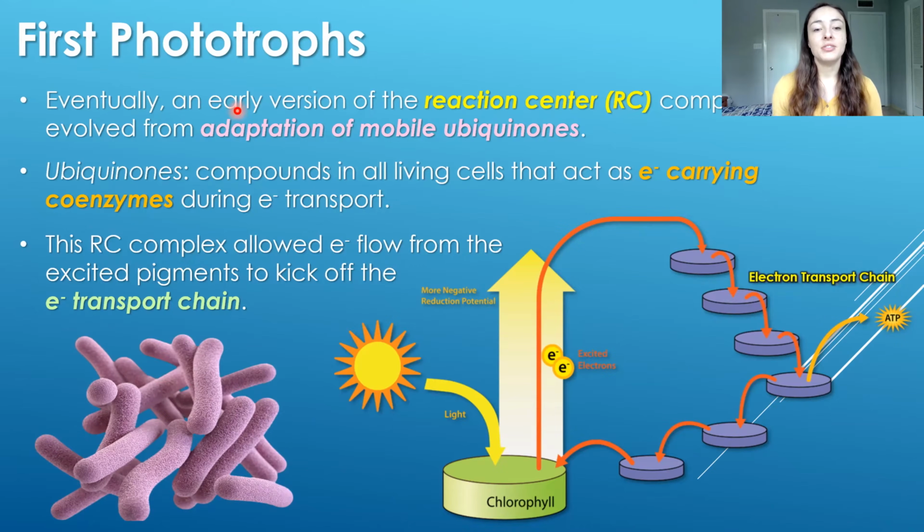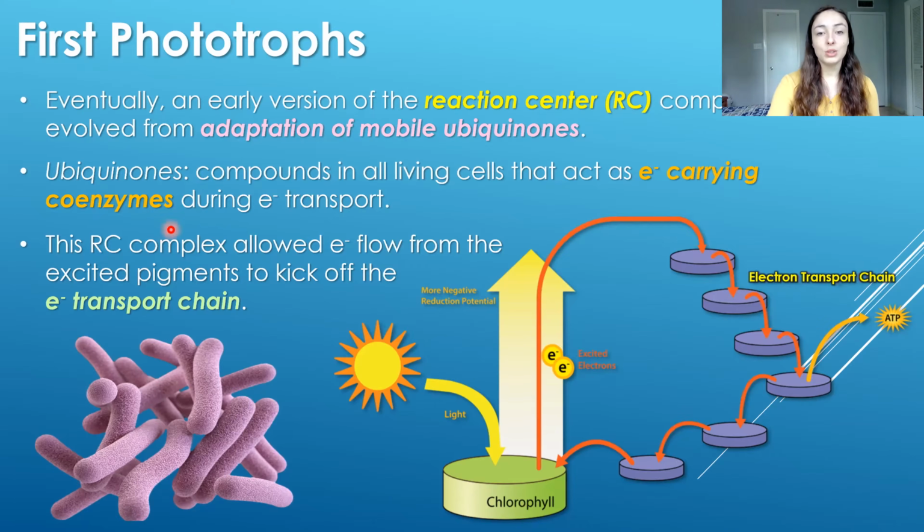Eventually, an early version of what's called the reaction center complex used in phototrophs evolved from the adaptation of mobile ubiquinones. Ubiquinones are basically compounds in all living cells that act as electron-carrying coenzymes for the electron transport chain. If you've ever taken a Bio 101 class, you've probably heard the term electron transport chain. It's exactly what it sounds like. It's a chain of reactions and electron-carrying compounds that basically move electrons down this chain of compounds until it creates something that can help make ATP for the cell. The end goal is always ATP.